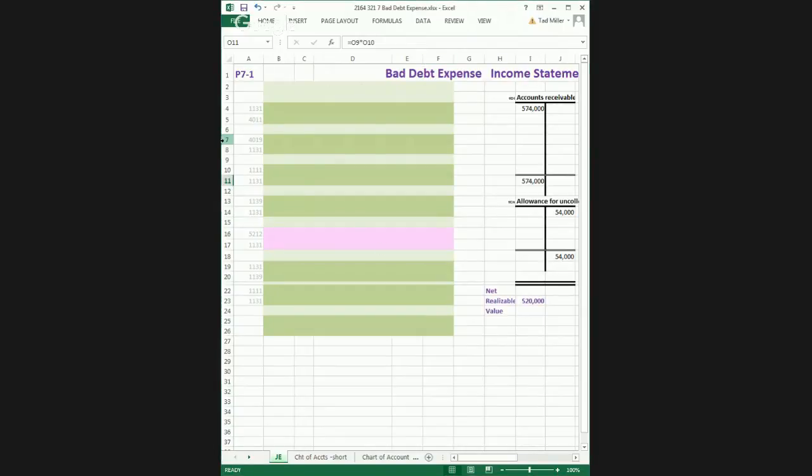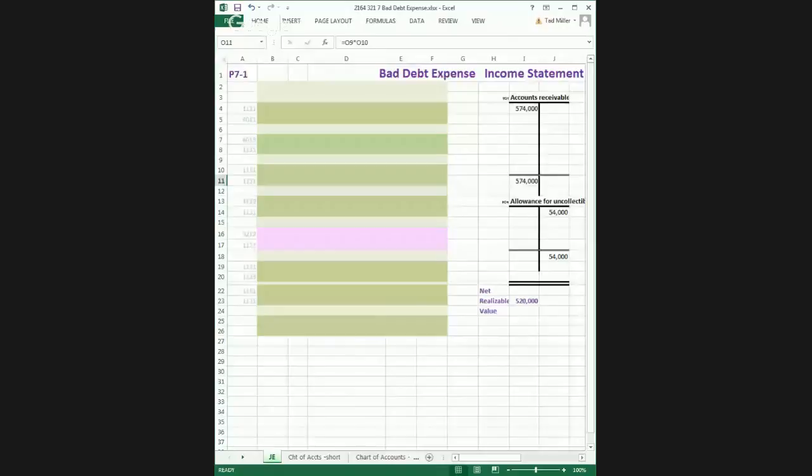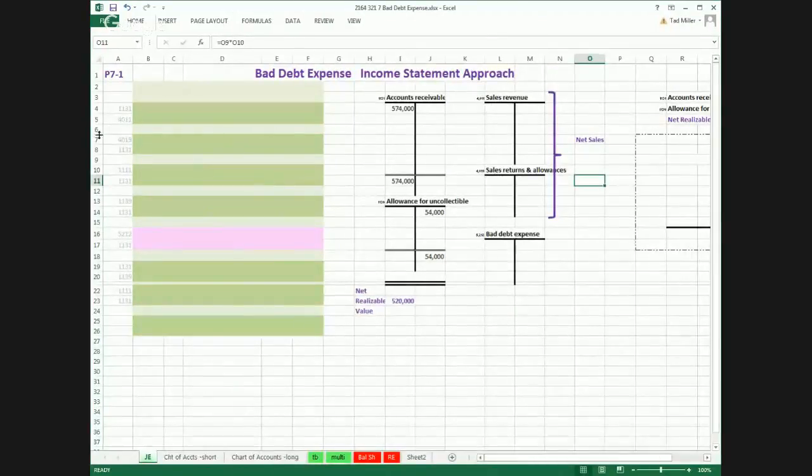You never know. And if you're following in the book, we're going to do problem 7.1. Let's set up the problem. They tell us we have a beginning balance in accounts receivable of $574,000. We have a $54,000 credit balance in our allowance account.